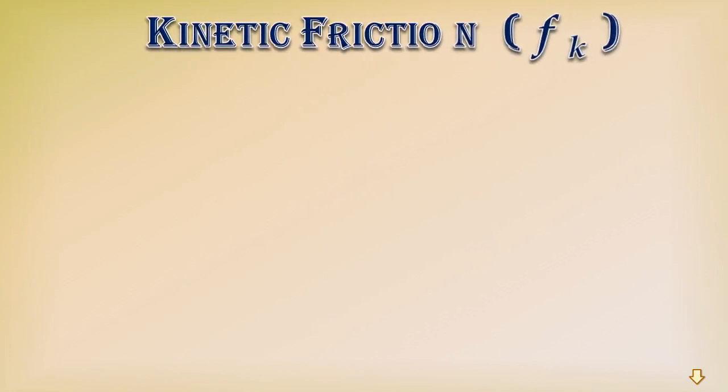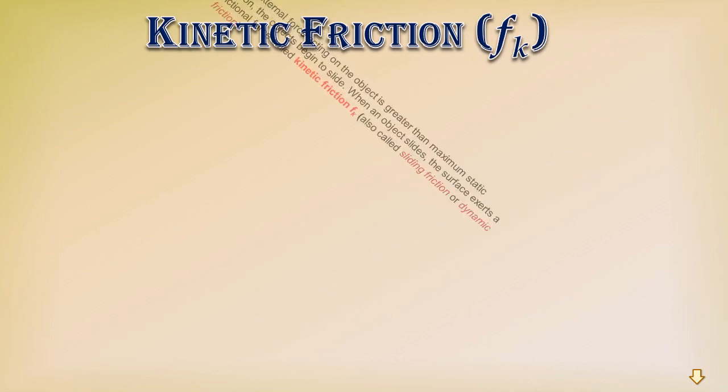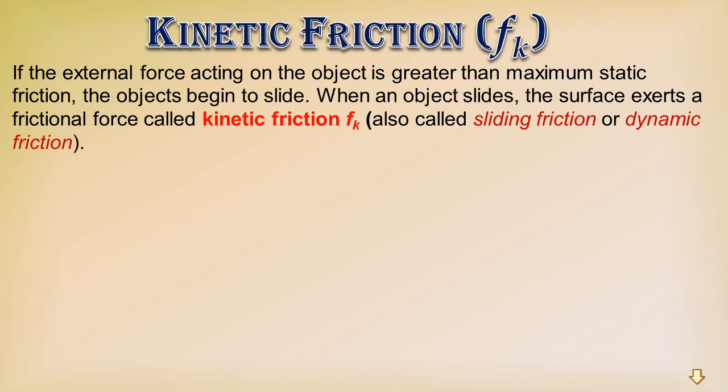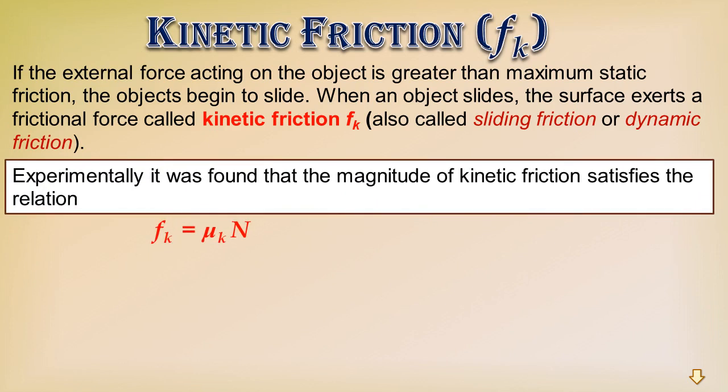Next one, kinetic friction. This is the symbol. If the external force acting on the object is greater than the maximum static friction, the object begins to slide. When an object slides, the surface exerts a frictional force called kinetic friction, which is also called sliding friction or dynamic friction. Experimentally, it was found that the magnitude of kinetic friction satisfies the relation Fk is equal to mu k into N.